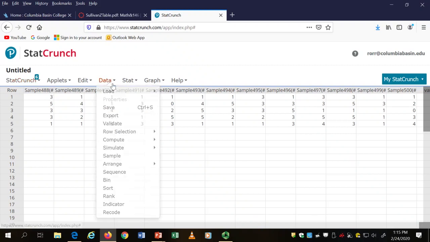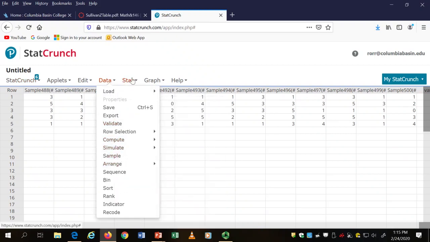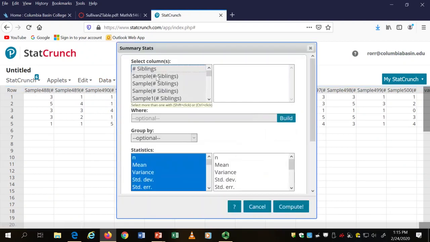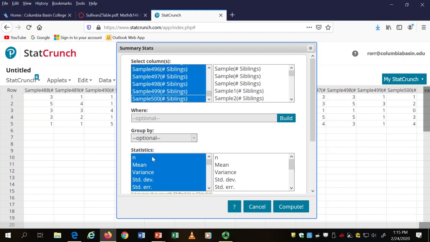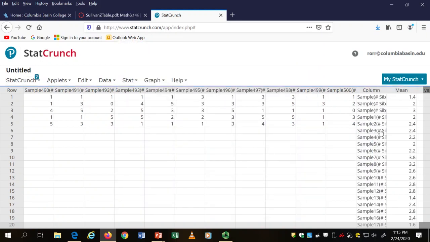Now, what we're actually interested in, though, is the means. So for summary stats for columns, I can take all those 500 samples, and all I really care about is their means. I'm going to store that in my data table. These were the numbers we just came up with: the first person would have got a mean of 1.4, the second person got a mean of 2, the third person got a mean of 3. There's like 500 means that I just calculated.